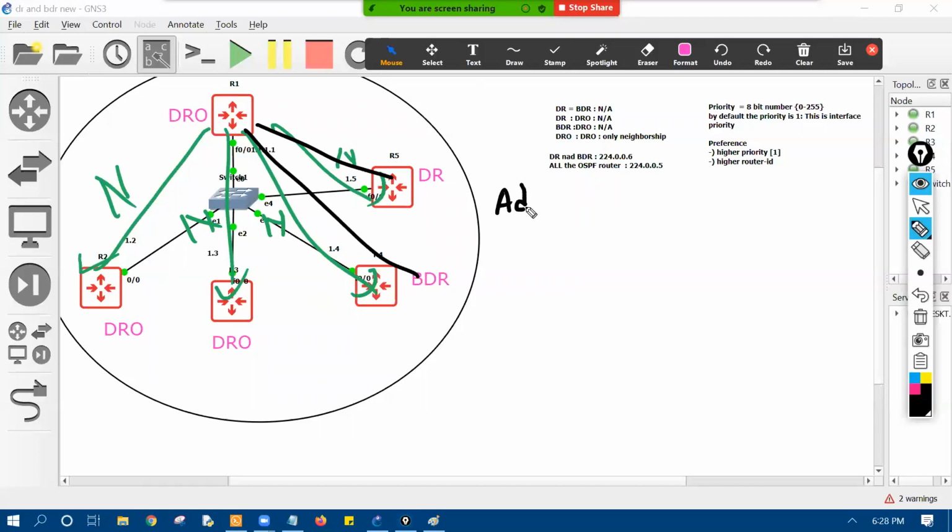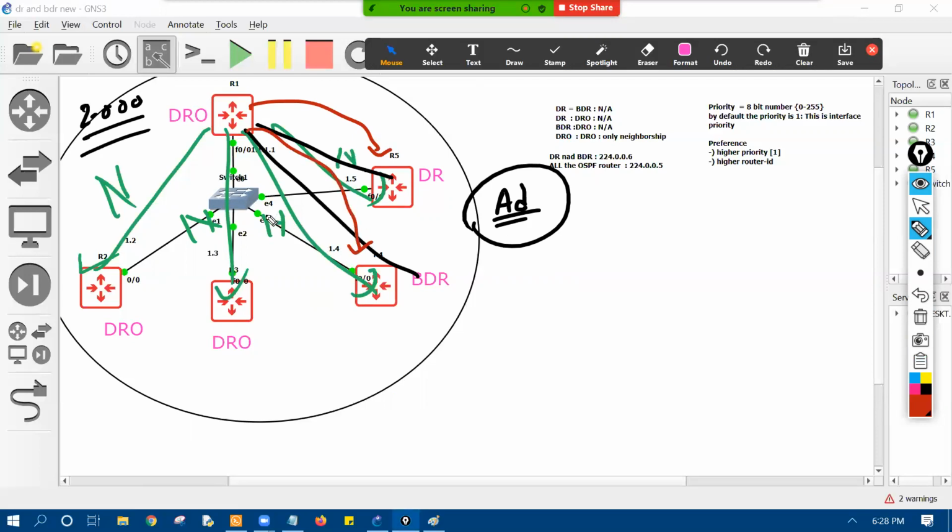In the adjacency state, we exchange updates. If R1 has received an update for the 2.0.0.0 network, R1 will directly share this information with R5 and R4. They will never share directly with R2 and R3, they cannot exchange information directly, because these are DROTHERs, and DROTHERs only form neighborship with each other. A DROTHER with the DR will have neighborship and adjacency, and a DROTHER with the BDR will also have neighborship and adjacency.